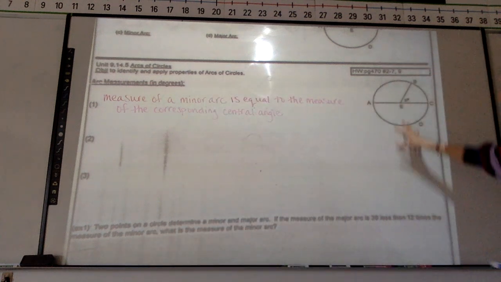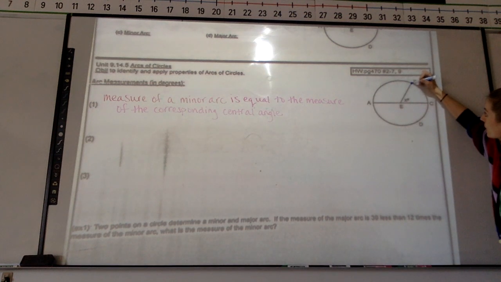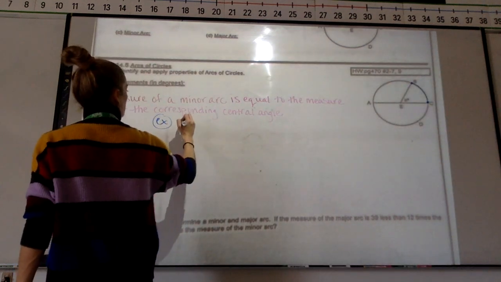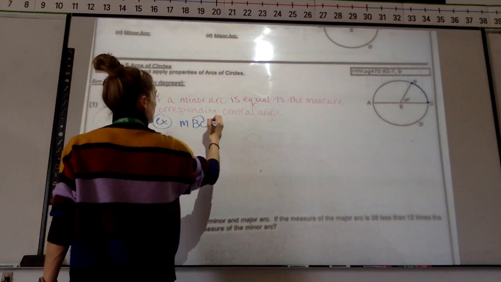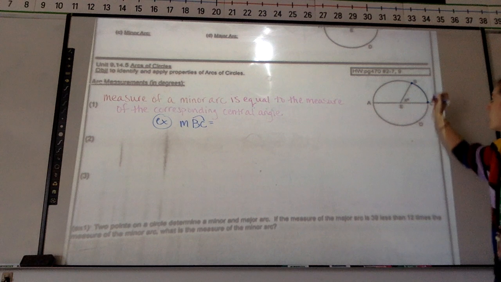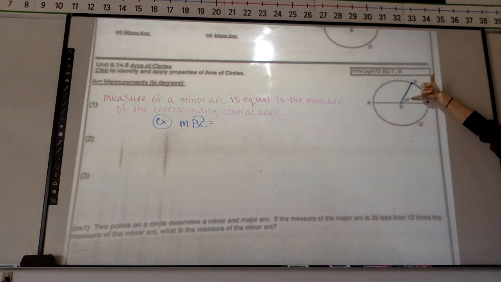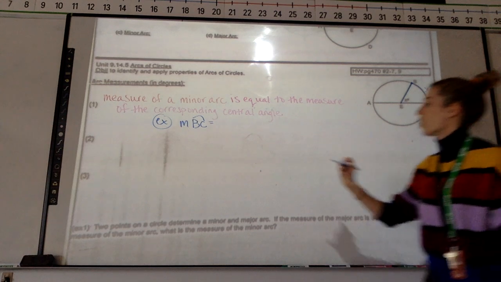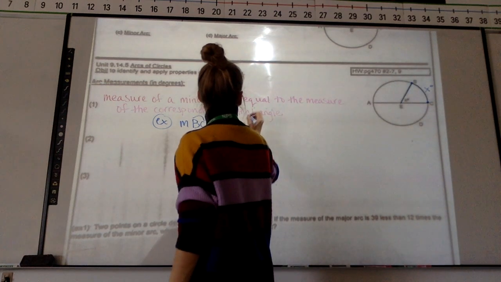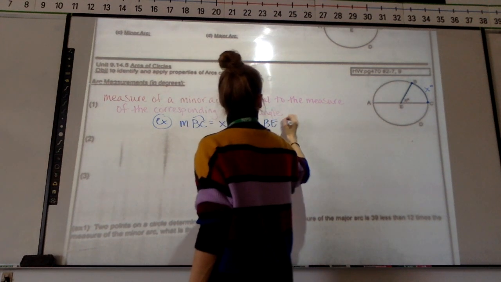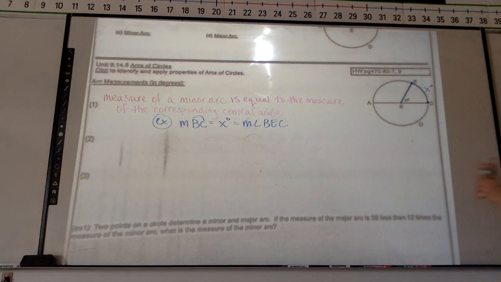So what does that mean? If we take a look at this diagram here, here's a minor arc in the diagram, arc BC. The measure of arc BC is equal to the measure of the central angle it intercepts. So an angle originating from the center of the circle. If the central angle is x degrees, that means that arc BC is also x degrees. And it's the same thing as the measure of angle BEC. Those are equivalent.